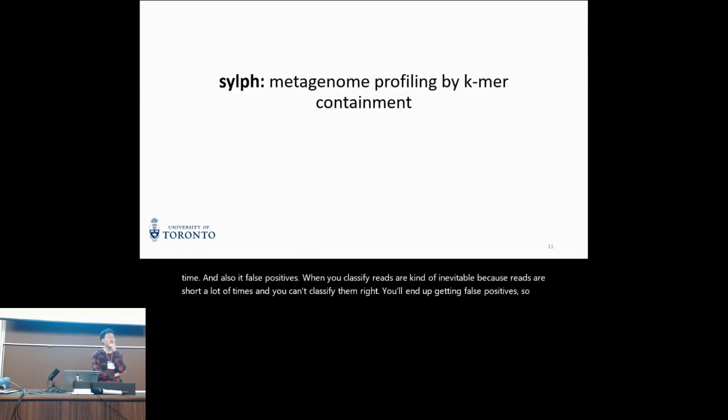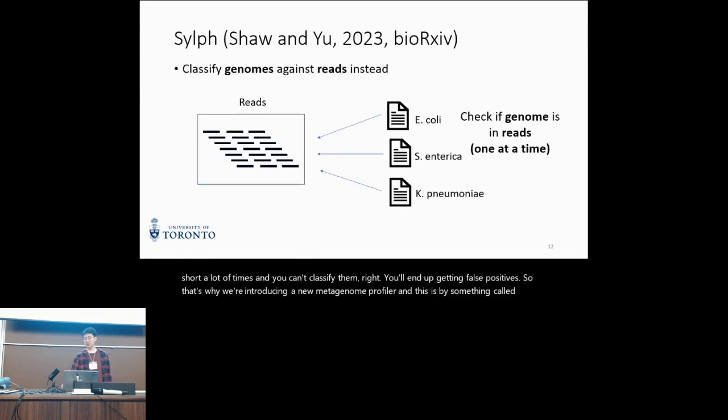So that's why we are introducing a new metagenome profiler, and this is by something called k-mer containment. This is out in bioRxiv. It's our new profiler. It's called sylph. So the idea is to classify genomes against reads instead. So you take each genome and you look at whether it's contained in your reads, one at a time.